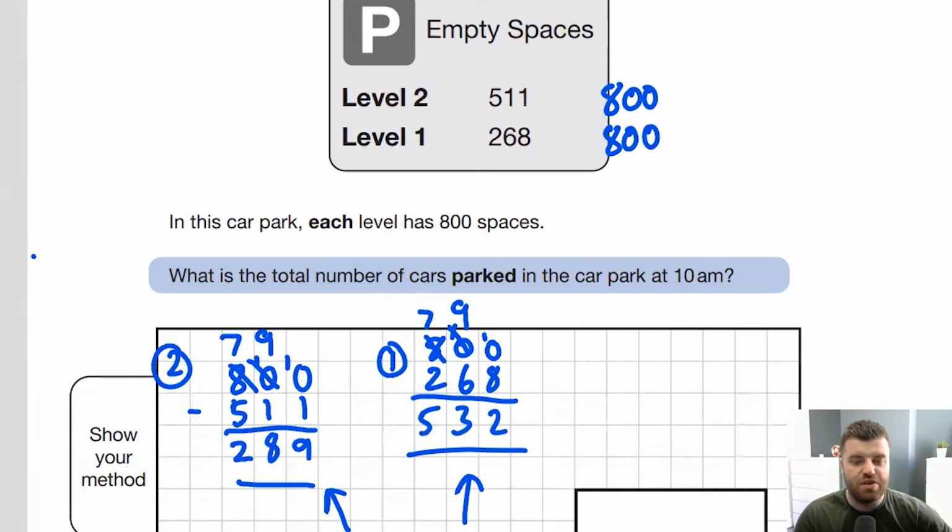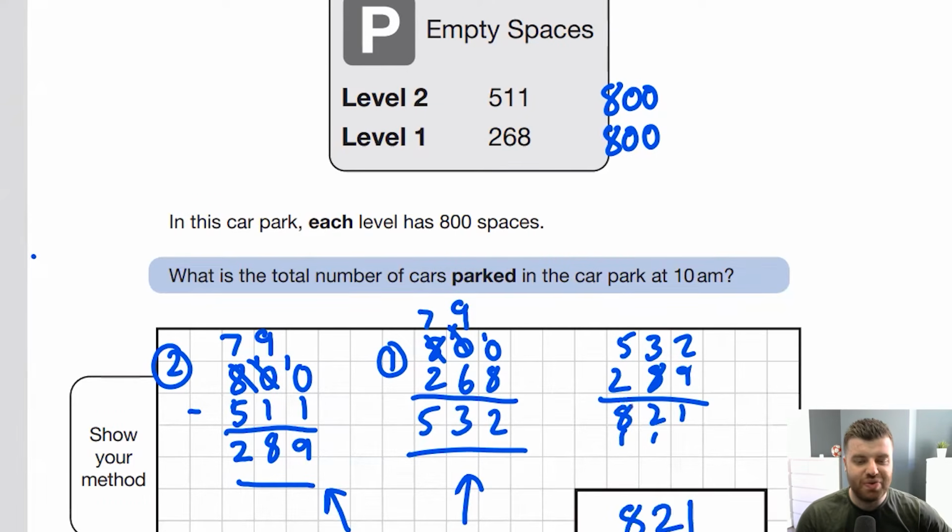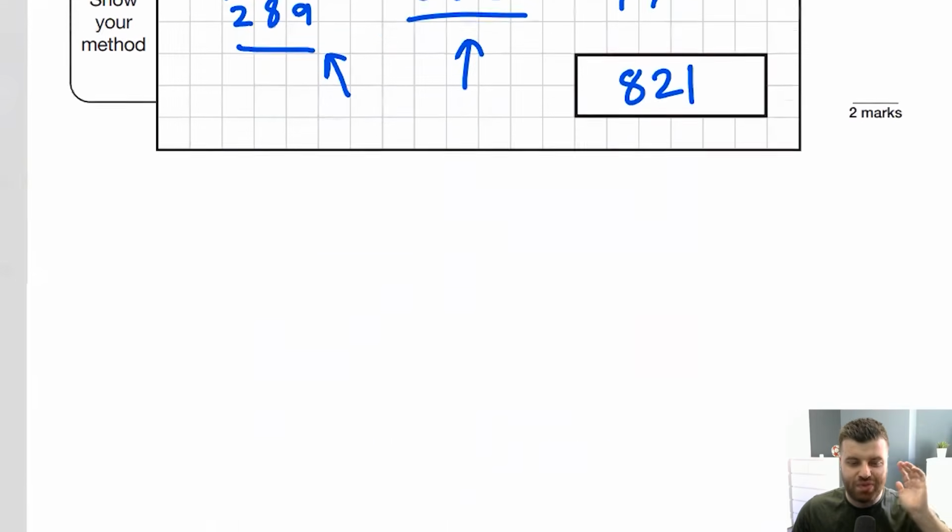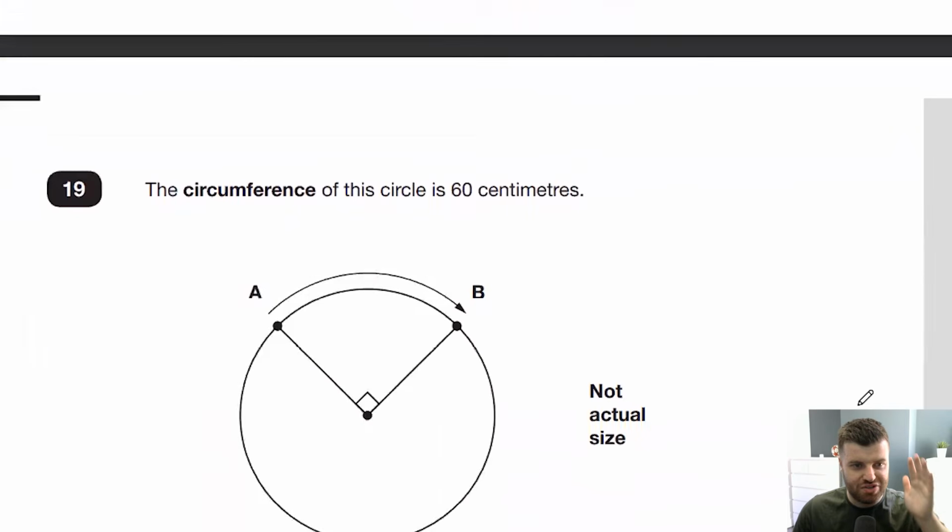Let's add them up to get the total. So 532, 289. 2 plus 9 is 11, 8 plus 3 plus 1 is 12, 5 plus 2 is 7, plus 1 is 8. There are 821 parked cars. Whew, we got there. Quite a tricky question because there's so much to do.